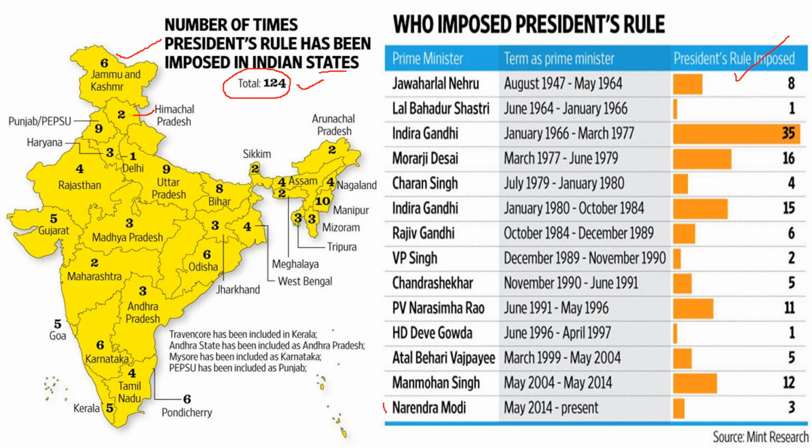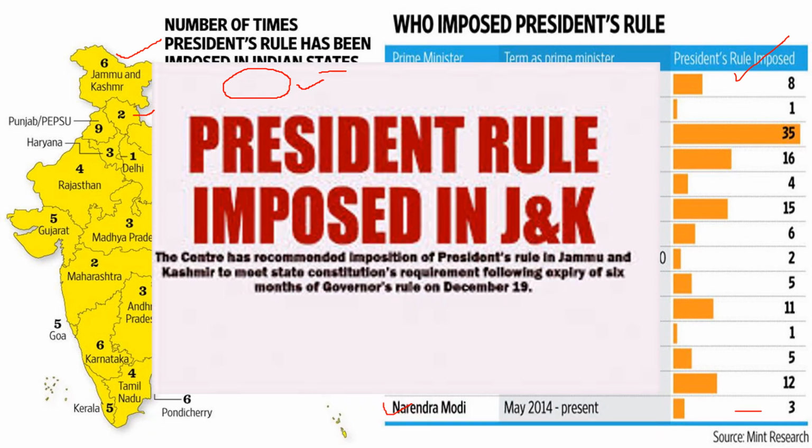So Mr. Narendra Modi has done it 3 times, and the latest in this array of president rule is the imposition of president's rule in Jammu and Kashmir. So this is a very recent one, and the governor's rule ended on December 19, 2018. So on 23rd of December 2018, the president rule was imposed in Jammu and Kashmir.